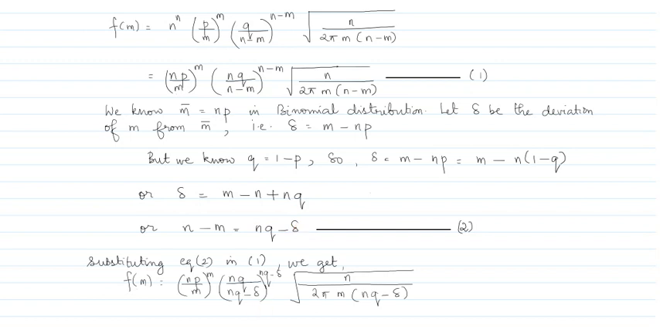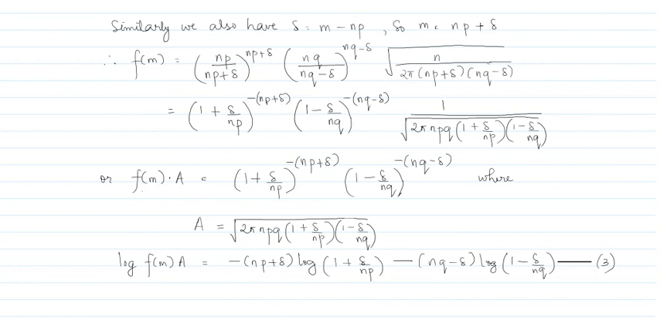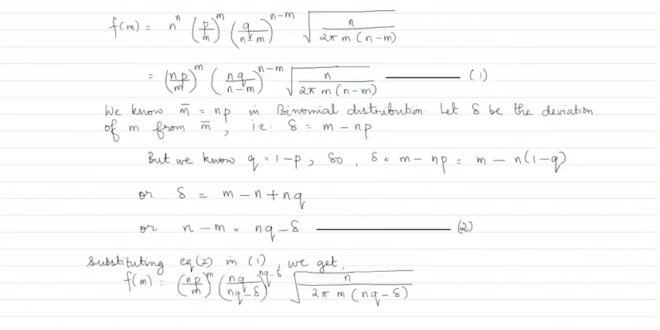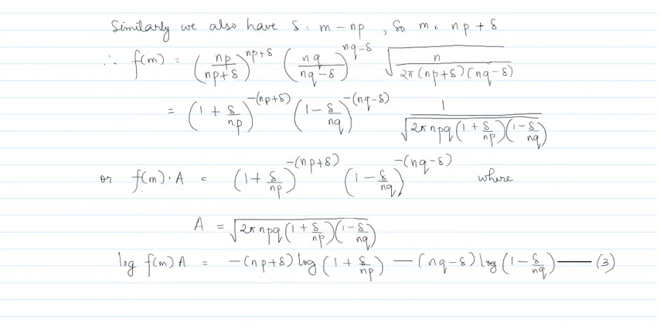Similarly, my delta is m minus np, right? So m can be written as np plus delta. In this expression, I have m here, here, and here. For all those three m's, I am substituting np plus delta. So my expression for Fm becomes like this.